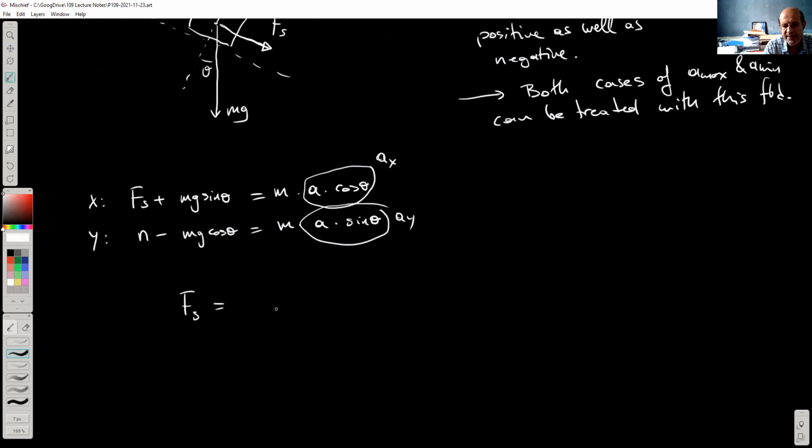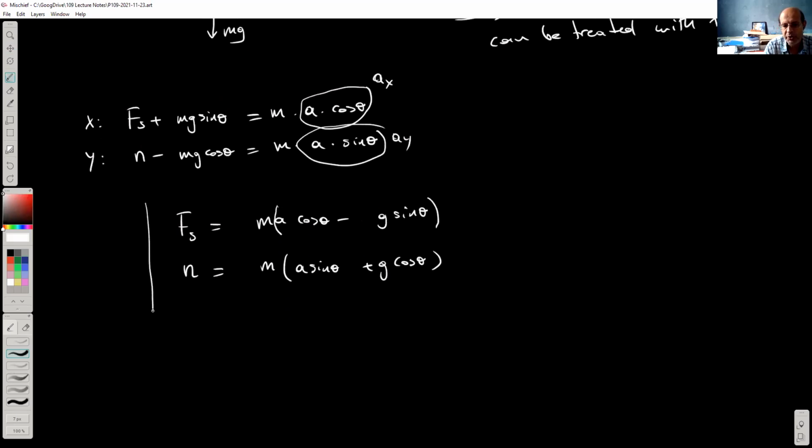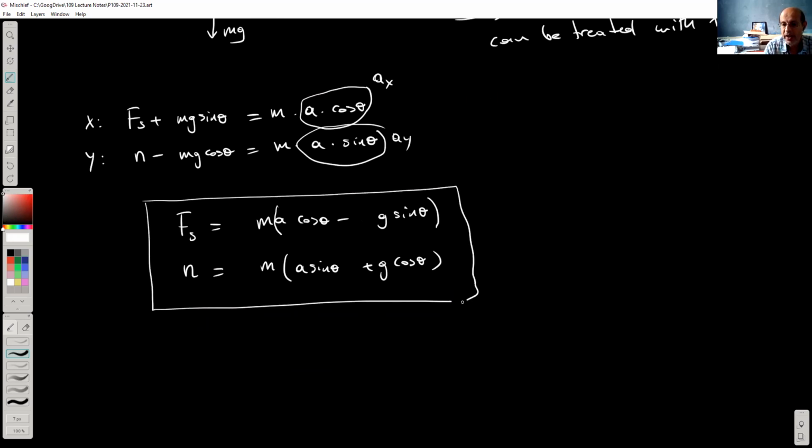So therefore, Fs is equal to ma cosine theta minus mg sine theta. Well, m is common, so let me take the mass out as a common factor. For the normal force as well, I'll do the same thing: N is m times a sine theta plus g cosine theta. Okay, so that's basically the solution. For that acceleration, provided that the block doesn't slide down, this has to be the exact value of the static friction force, and this has to be the exact value of the normal force, provided that the no sliding condition applies.